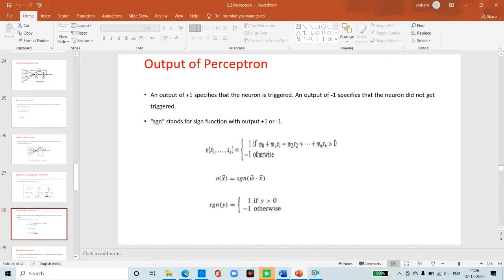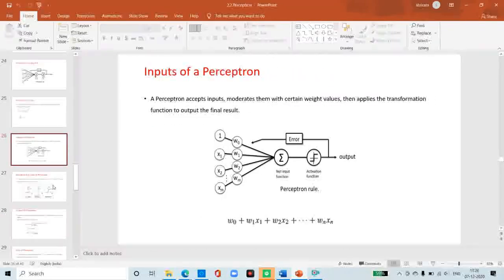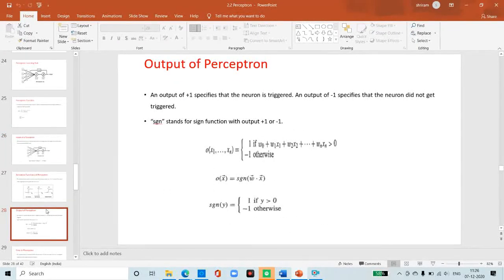Next, the output of a perceptron. Up to this point, we have generated the net input function. So the final output of the perceptron: here we create a perceptron with a Boolean output. The inputs are x1 to xn, and the output is a function O of x1 up to xn. We generate the output of the perceptron denoted by O of x1 up to xn.